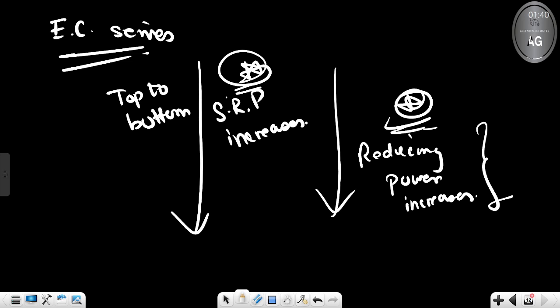In the EC series, SRP increases down the series, due to which the metals at the bottom are found in free state, while those at the top are found in combined state, because the oxidizing power decreases. Clear? The reducing power increases. Understood? These are all applications of the EC series only. If you read the EC series and its applications in the book, it is clearly given, so you can easily understand.